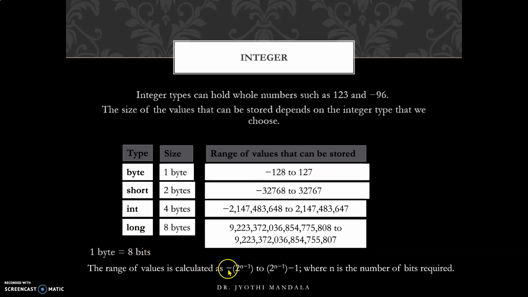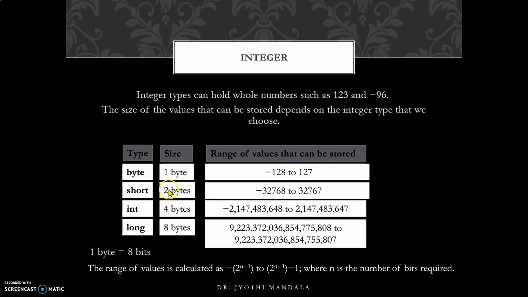So what can we say? For 1 byte, how are we getting this range? Minus of 2 power 8 minus 1, which is 7. So minus of 2 power 7 to 2 power 7 minus 1. So you will get this one. Minus of 2 power 7 is minus 128, to 2 power 7 minus 1, that is 128 minus 1, which is 127. Like that these values will be calculated.